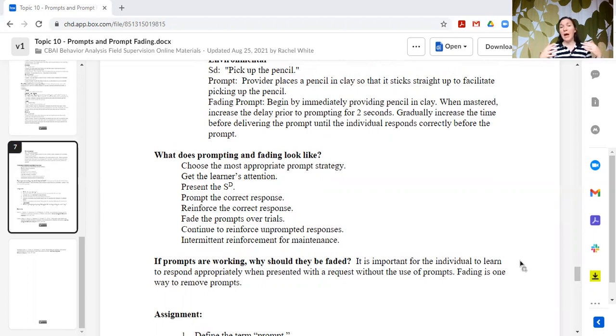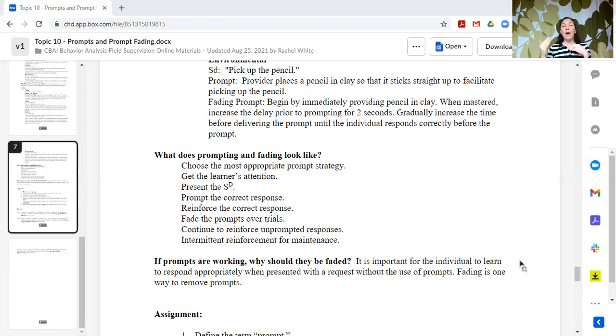But spontaneous vocalizations especially, I found really helpful for getting that learner because you create the motivation for them to jump in and go faster than you. And that's the idea, is that you want them to want the reinforcer enough to jump in and not wait for you. They can do it on their own.